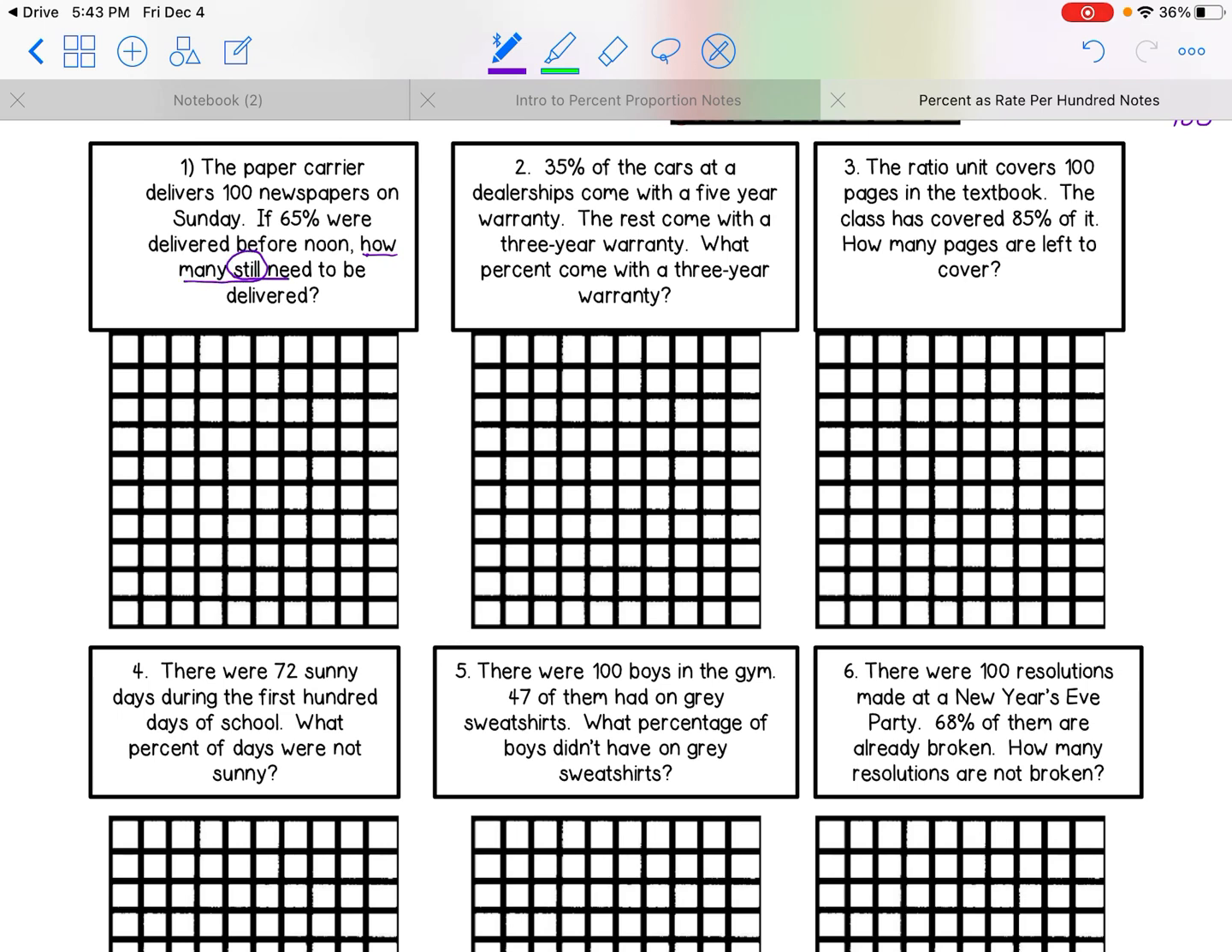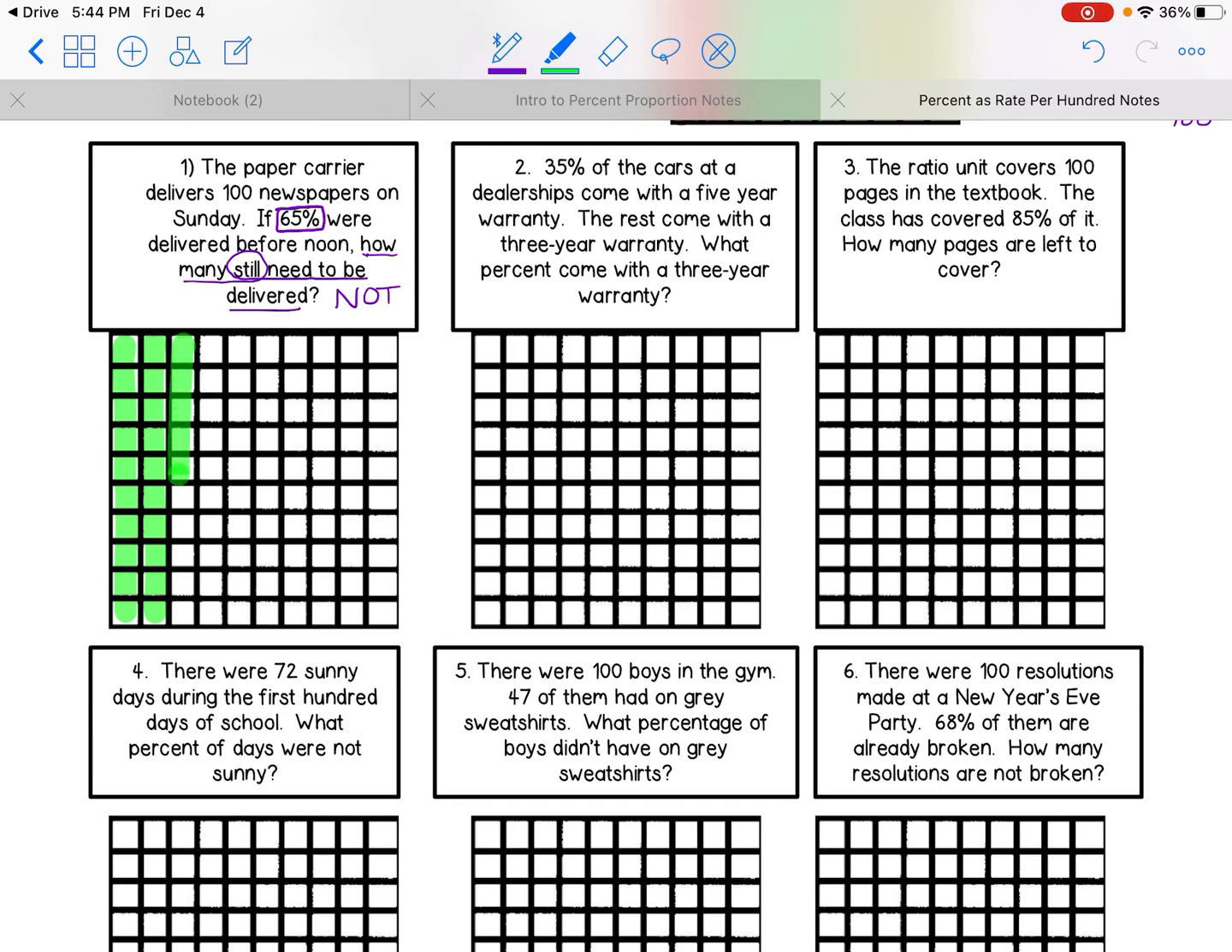How many still need to be delivered? And so what that really means, guys, is how many of them have not been delivered yet. Okay? So we know that the grid has 100 squares. We're going to shade the amount that we do have. It told us that the paper carrier has delivered 65% already. So let's shade in 65%.